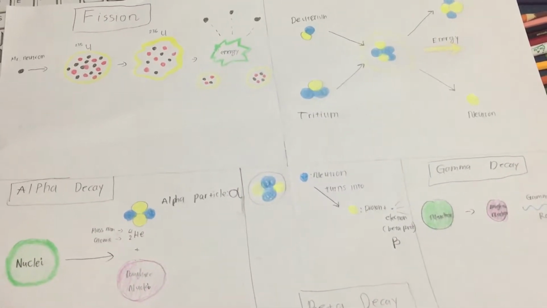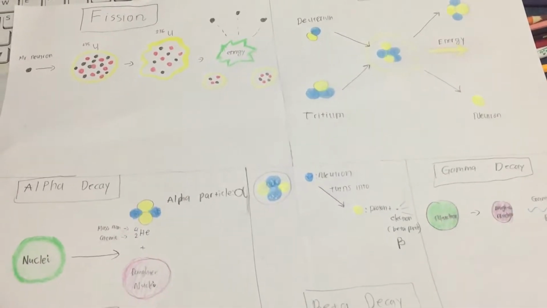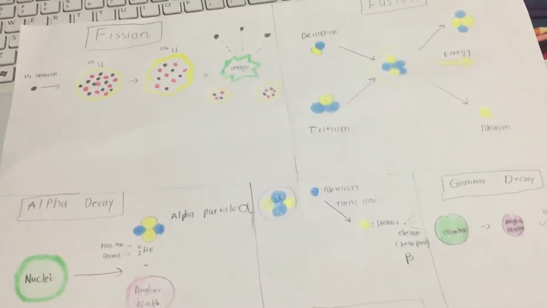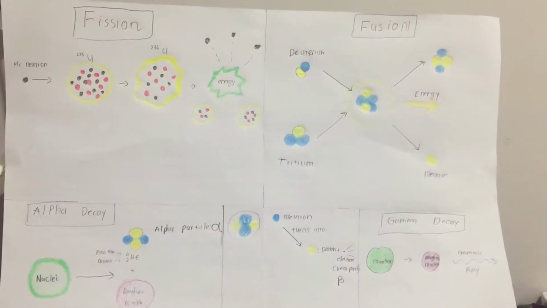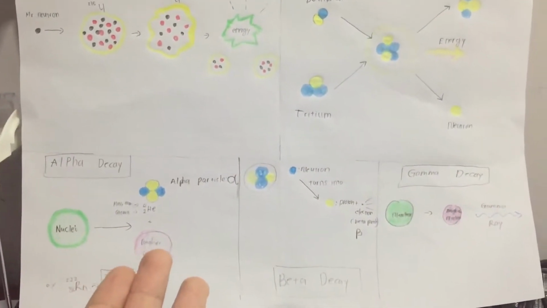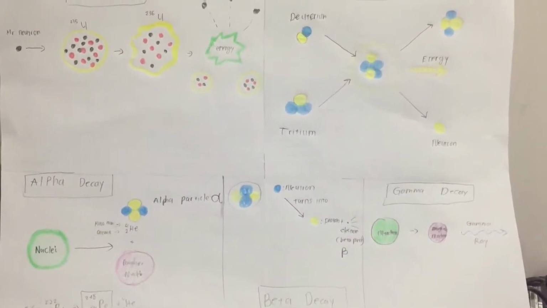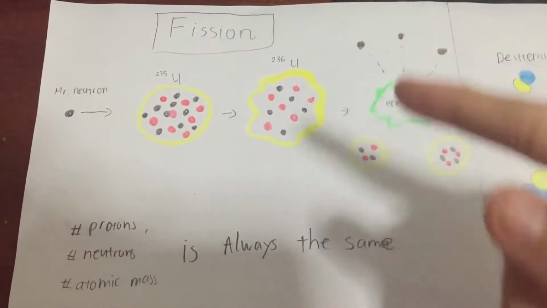So in this video I'm going to show you what I have learned in physics class, and today it's going to be nuclear reactions. I have learned about fission, fusion, alpha decay, beta decay, and gamma decay. So let's start with the first reaction, which is fission.